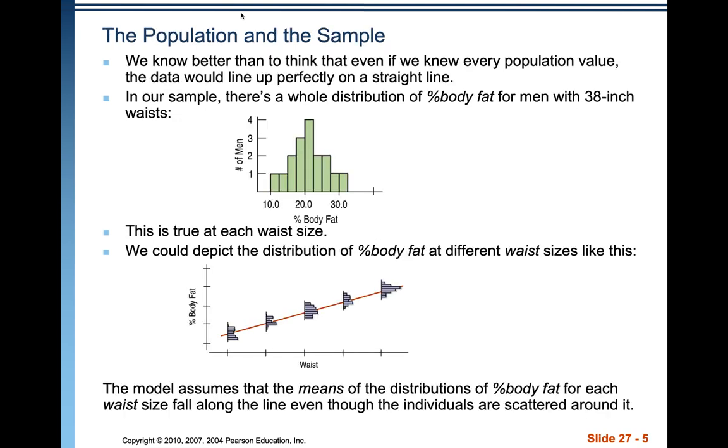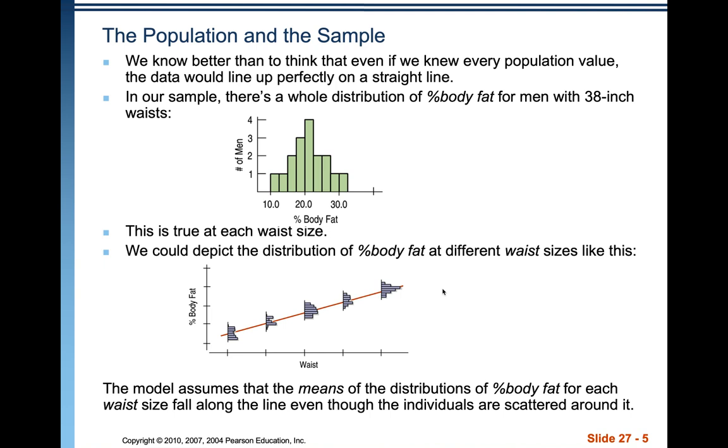We know better than to think that even if we knew every population value, the data would line up perfectly on a straight line. In our example, there's a whole distribution of percent body fat for men with a 38-inch waist. You can see that here. This is true at each waist size. We could depict the distribution of percent body fat at different waist sizes like this. So here you have the different waist sizes, and then here's all the different responses and the number of responses at the different percentage body fats.